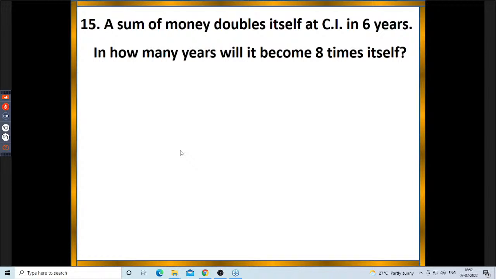So what exactly is given, please understand everyone. See the calculation part on the screen. x becomes 2x in 6 years. The same model we already covered. x becomes 2x in 6 years. The same sum x becomes 8 times itself, 8x, in how many years? That is the question.